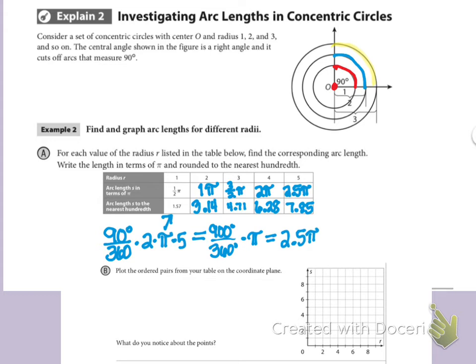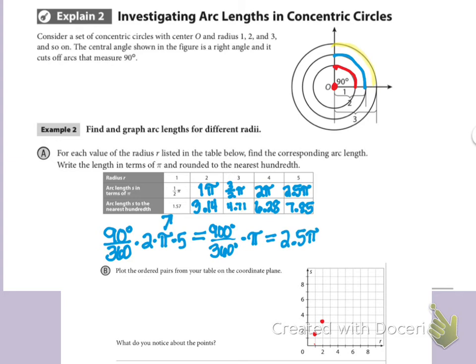And what they actually want us to do is take these values that we just found, these ordered pairs that match the radius with the arc length, and plot them here. And we're going to see if we notice some sort of pattern. So if I plotted the ordered pair right here, 1, 1.57, so over 1 and up 1.57, that would put me at about over 1 and up about 1.5. Over 2, when I had radius of 2, it was 3.14. So that would be maybe right about there, just a little above the 3. Right there.